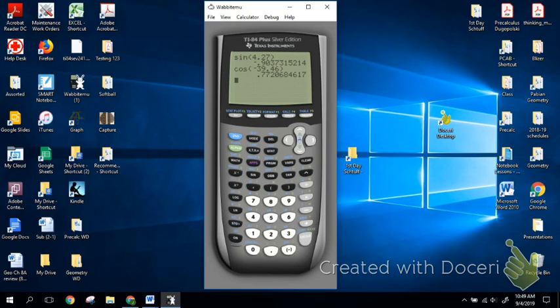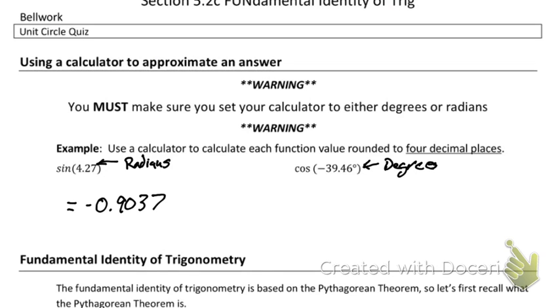So let us go back real quick. Got to go back to it. There we go. And we're going to say cosine of negative 39.46 is going to equal 0.7721. All right, so that's how we use our calculator.